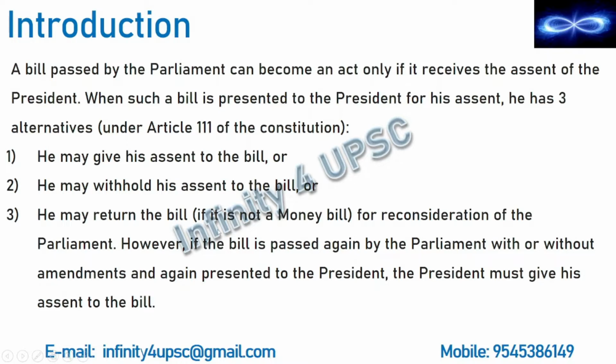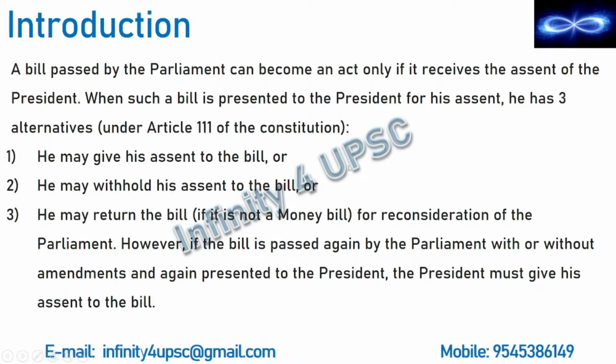Now another point that you need to remember here is that all bills cannot be returned to the Parliament for reconsideration. He cannot return a money bill. Here we were talking about ordinary bills, but there is another category of bill which is called a money bill. And if it is a money bill, he cannot return the bill. He has only two options, either to give the assent or to withhold his assent. He cannot return the bill in case of a money bill.